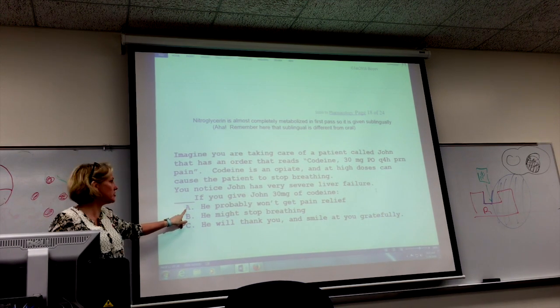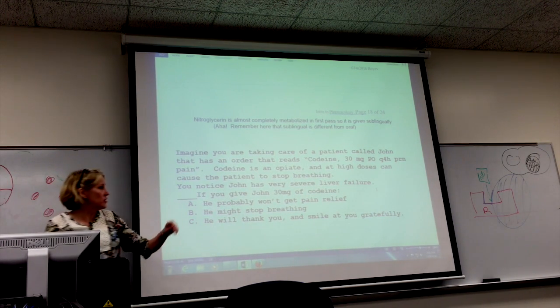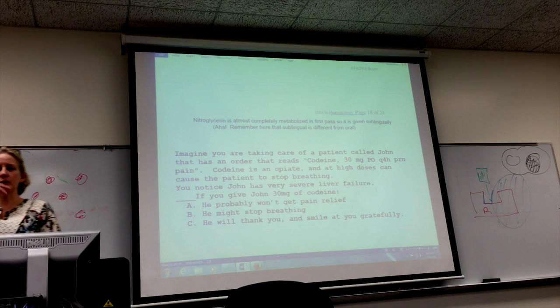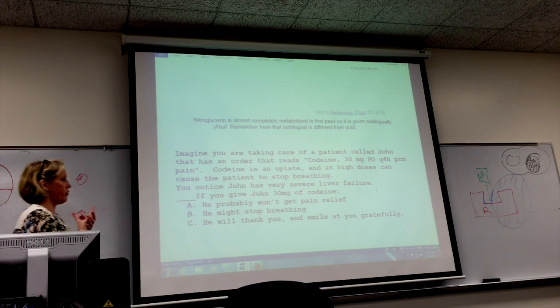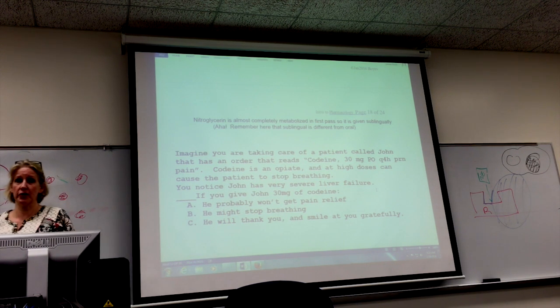All right, so here's a situation. Now, don't worry about this, okay? So remember when we talked about first pass metabolism, the drug has to go through the liver. If you give an oral drug, the drug is always going to go through the liver before it gets to the general circulation. So if this drug has to be activated in the liver, if it doesn't have any activity on its own, and it only works when it's activated, then if you have no liver, the drug isn't going to work.